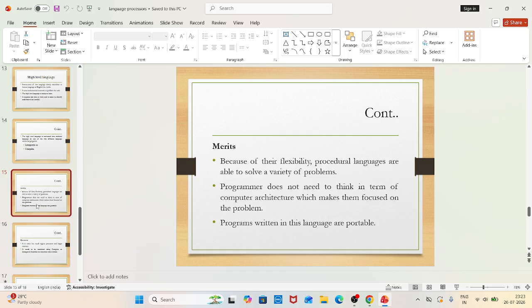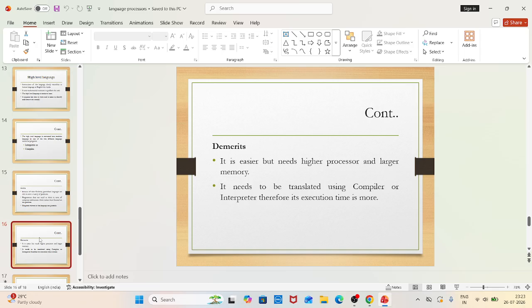Advantages. Because of this flexibility, procedural languages are able to solve a variety of problems. Programmer does not need to think in terms of computer architecture, which makes them focused on the problem. Programs written in this language are portable.